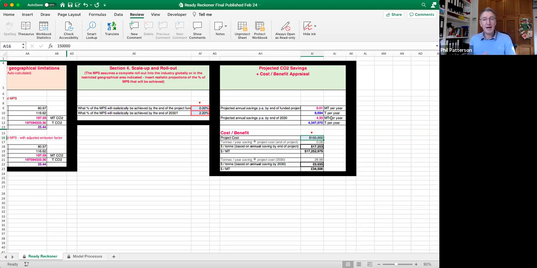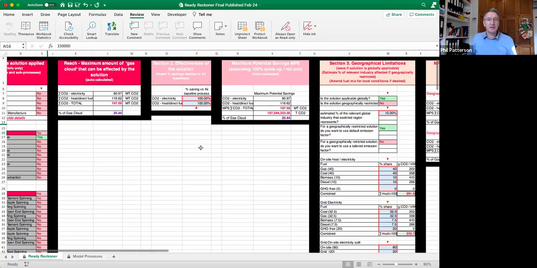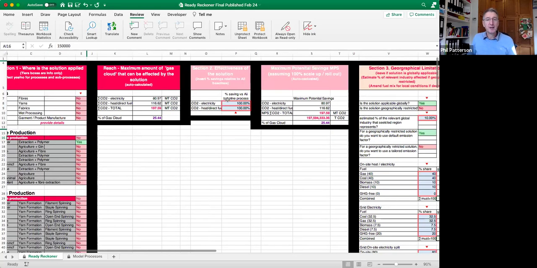It gives you examples of how you may use the Ready Reckoner to calculate things and where the information comes from. But one final thing just to mention is effectiveness. How to calculate the effectiveness of the solution to add in to these boxes here. Now, we mentioned on the data sheet that we have model processes. We ask everybody to look at those model processes and use them for comparative purposes.